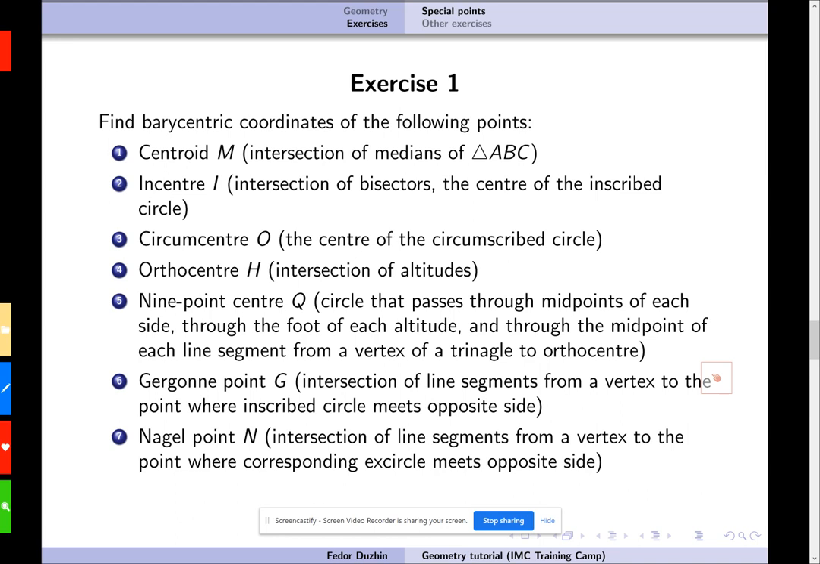Okay, now this is the first exercise. It has 7 parts. They are probably of progressive difficulty. I'm going to do the first part for you, but I encourage you to pause the video now and do it yourself. So derive barycentric coordinates of the centroid, the center of mass or the intersection point of the 3 medians of a triangle ABC. So what are the barycentric coordinates?